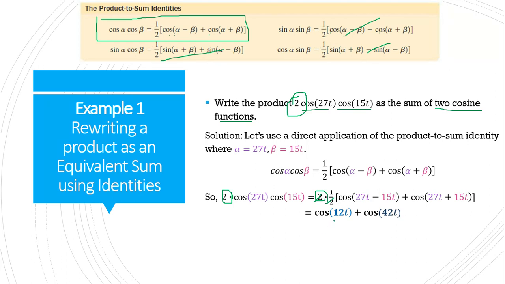27 minus 15 results in 12. 27 plus 15 results in 42. They all have variable of t attached to it. So finally, the product 2 times cosine of 27t times cosine of 15t is equal to cosine of 12t plus cosine of 42t. I rewrote it as a sum. Here's the addition sign right here. The sum tells me I hit my goal, little check mark, maybe, a happy face or something like that. And we did our goal.